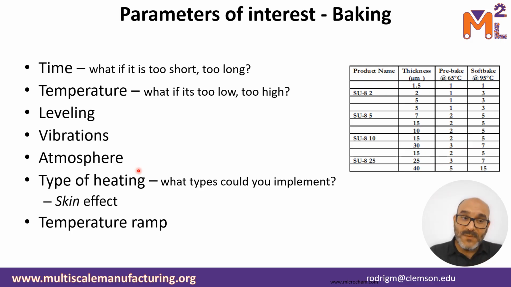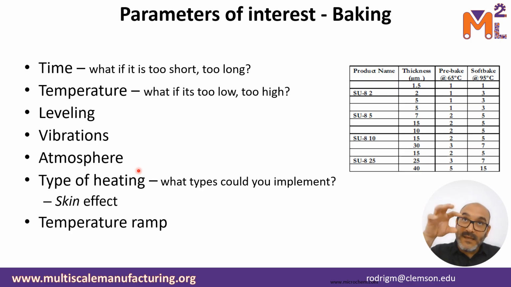The next one is quite important, and that is the type of heating, right? So you can imagine that you can put it in a convection oven, or you could put it on a hot plate. The hot plate will be preferred in order to remove the skin effect, right? The skin effect is when, imagine that you have your layer of photoresist and you are applying heat from the top or from everywhere, right?